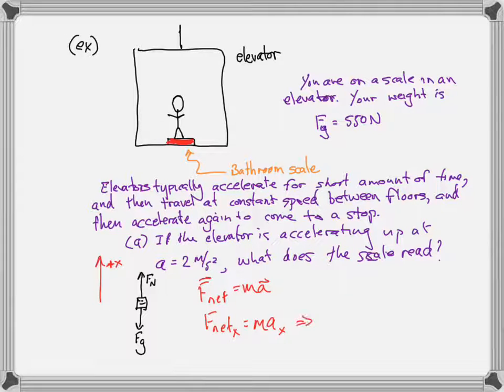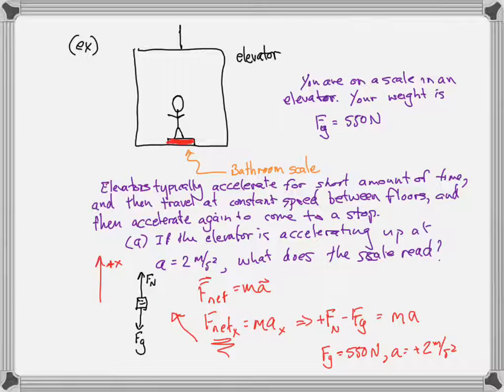And we can say that we evaluate the net force in the x direction from the free body diagram. So that's plus Fn minus Fg equals, so that's the left-hand side. The right-hand side, your mass times your acceleration. In this case, the acceleration is given as 2 meters per second squared. I'm writing this all as letters first, where we know Fg is equal to 550 newtons. We know a is equal to plus, because it's in the positive direction, 2 meters per second squared.